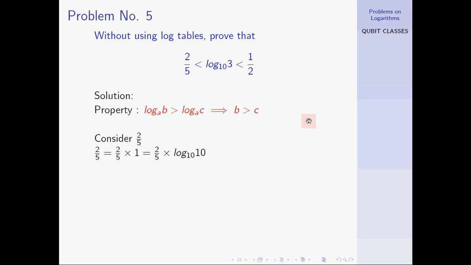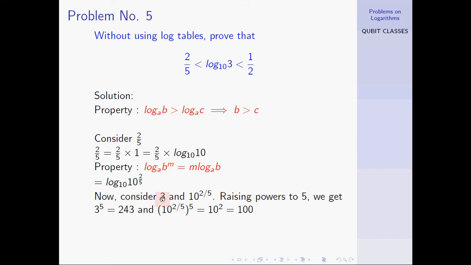I can write 2 upon 5 as 2 upon 5 into 1, which is also equal to 2 upon 5 into log of 10 to the base 10. We know this from the property of logarithms. Now, we know that log of b raised to m to the base a is equal to m into log of b to the base a, so this expression 2 by 5 into log of 10 to the base 10 will now become log of 10 to the power 2 upon 5 to the base 10.